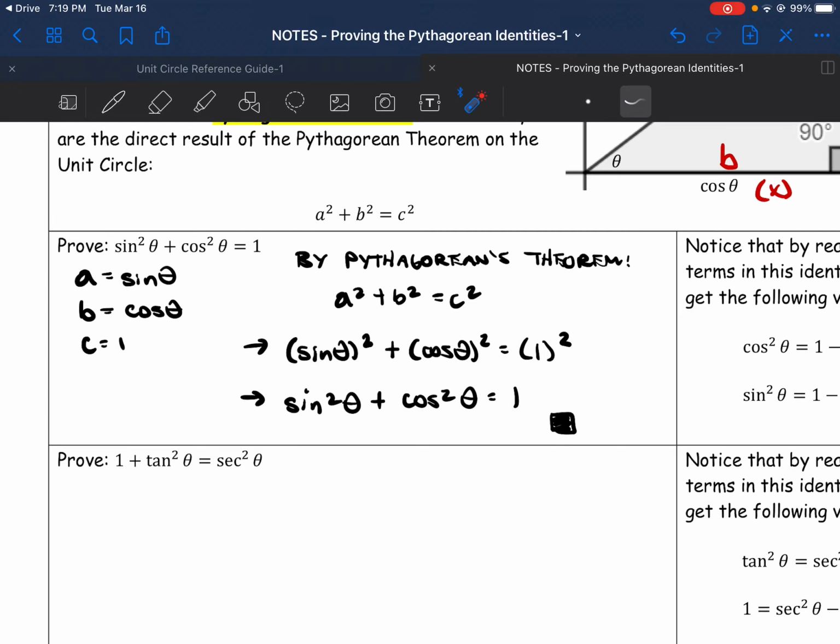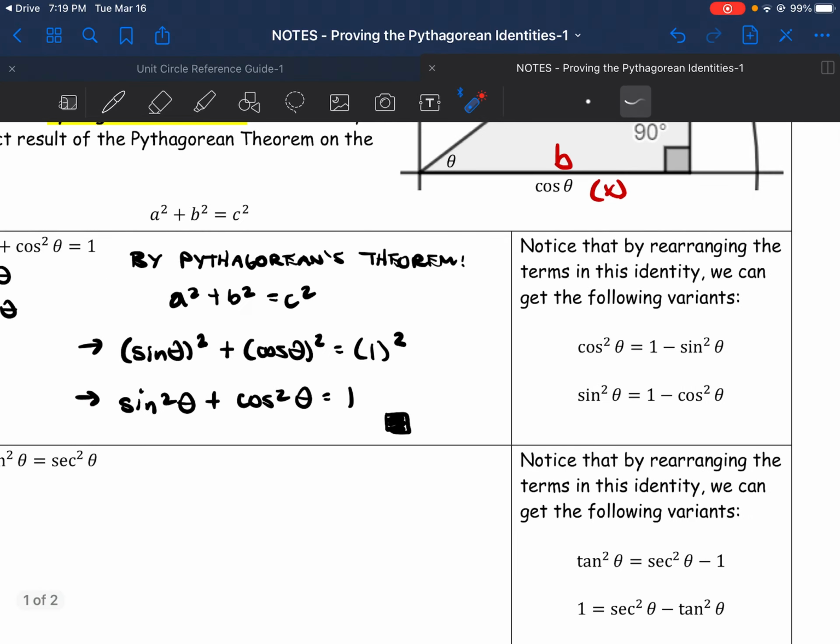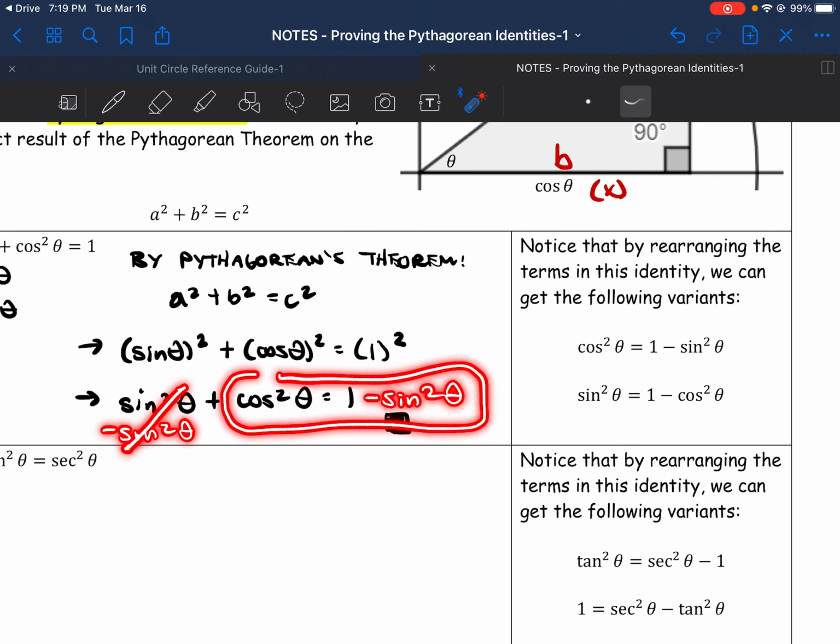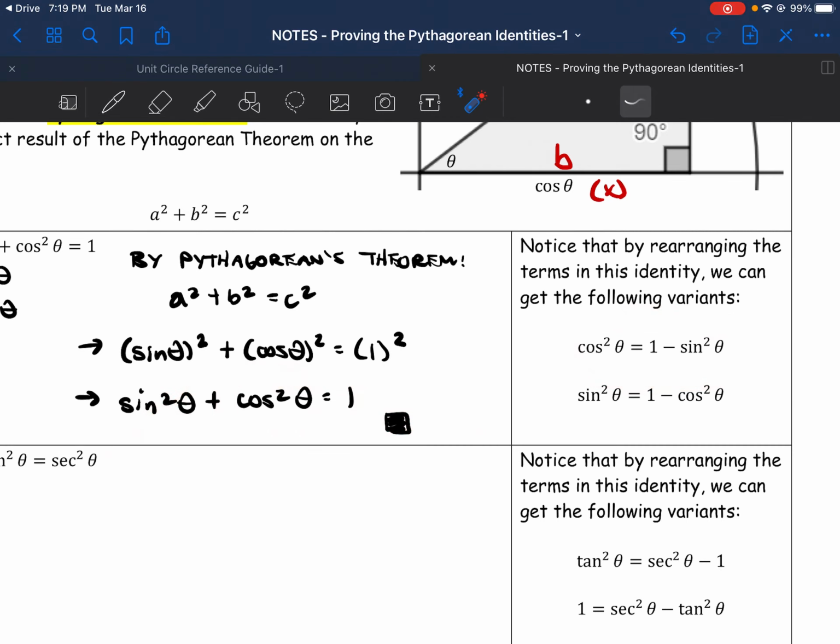Now, once we have this result, that sine squared of theta plus cosine squared of theta equals 1, we can then get some variants. Notice that if I took this formula and subtracted sine squared from both sides, on the left, of course, it would cancel out, and we'd be left with cosine squared of theta equals 1 minus sine squared of theta. So that's one of the variants of this Pythagorean identity. We could do the same thing. If we wanted to isolate for sine squared, we could subtract cosine squared of theta from both sides.